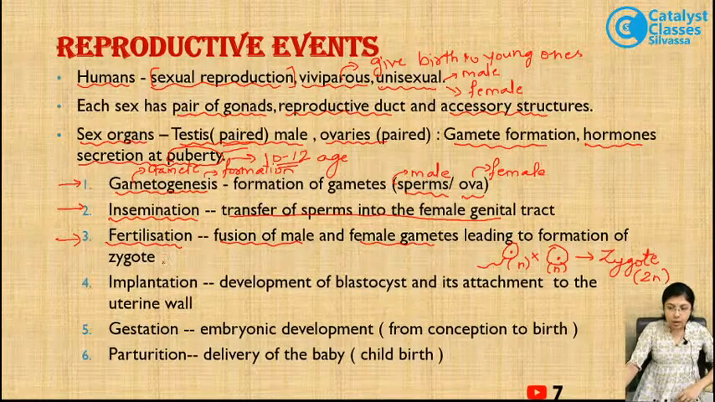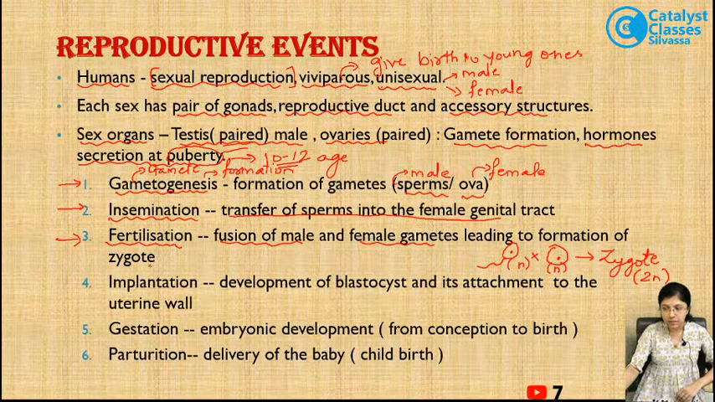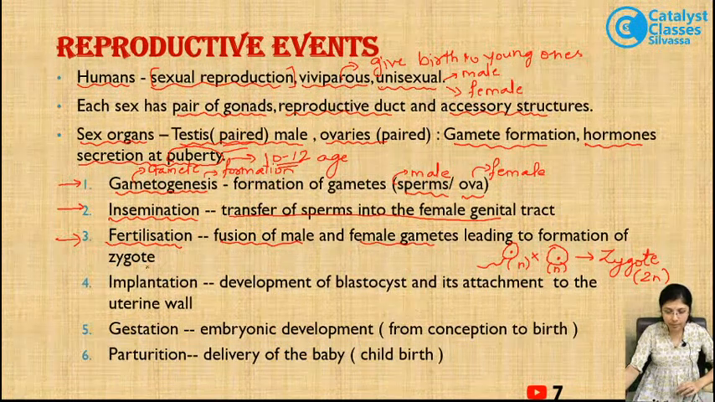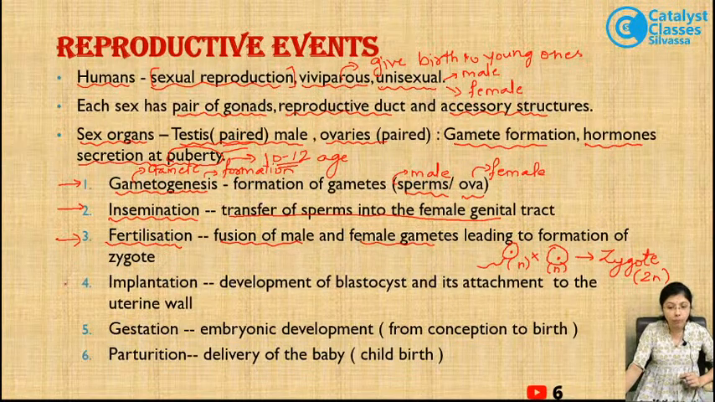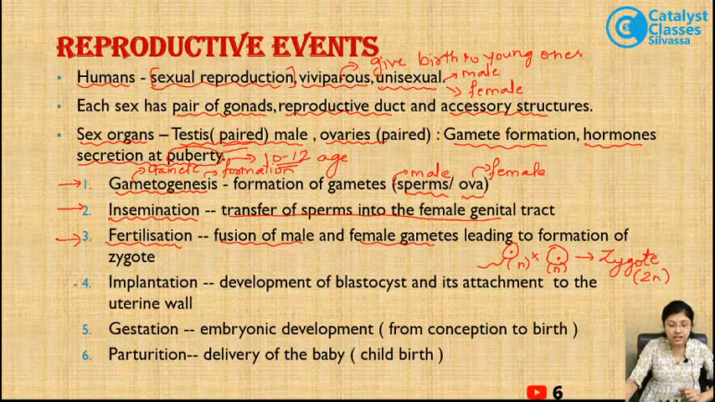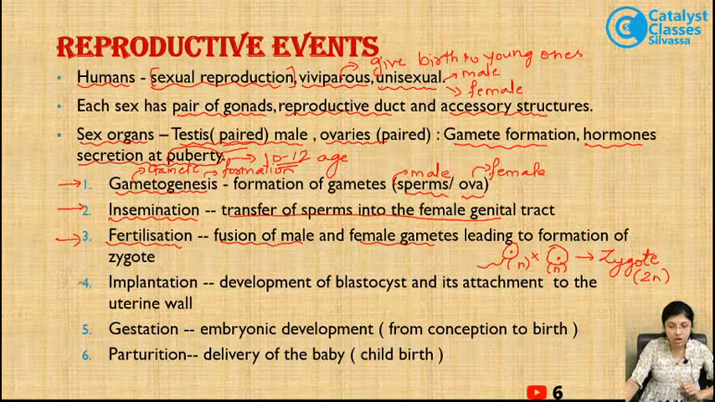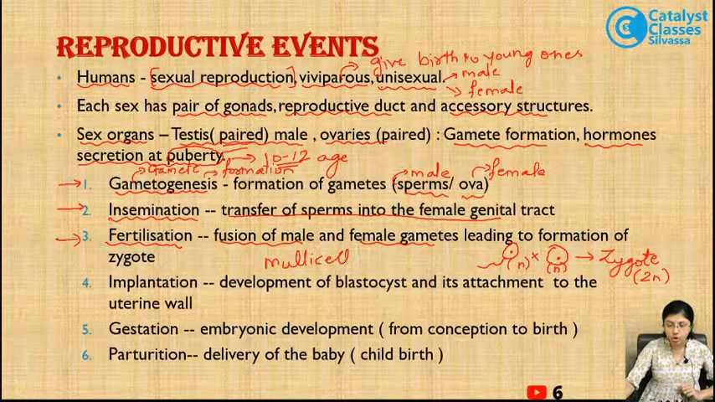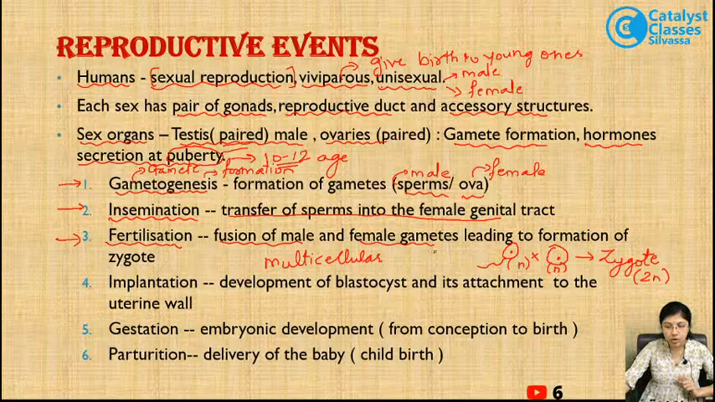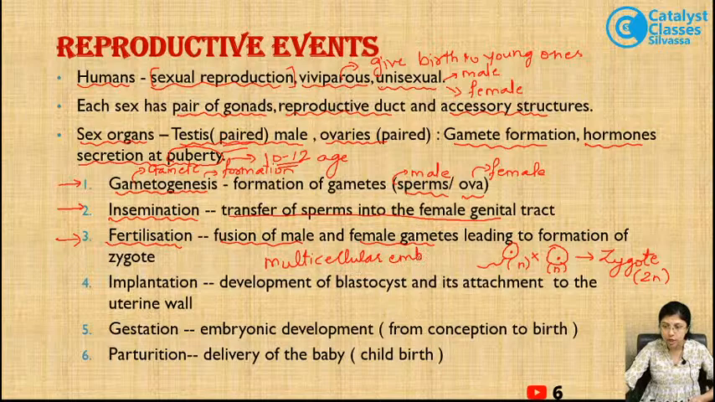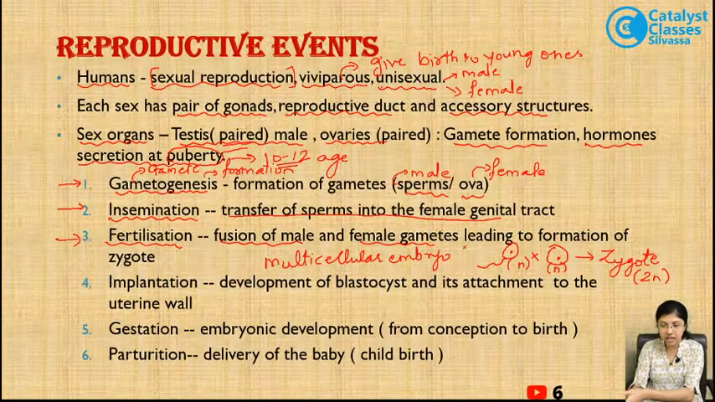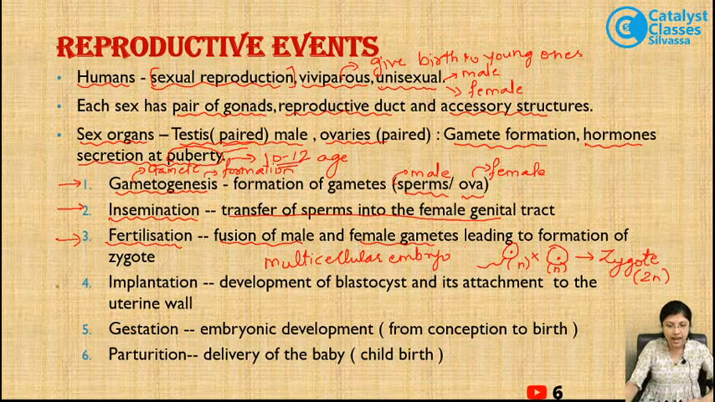Okay? Once the fusion has taken place, that means the zygote formation has taken place. Next what happens is the zygote has to divide, undergo the process of cell division to form the embryo. Right? Now, why has the zygote to divide? Because basically humans are multicellular organisms, right? So zygote जो होता है, it is a single cell. So this single cell of the zygote actually has to divide multiple times so that it can form a multicellular embryo.